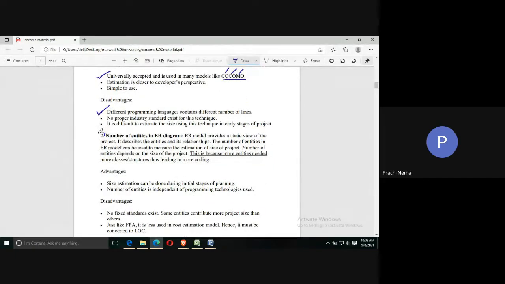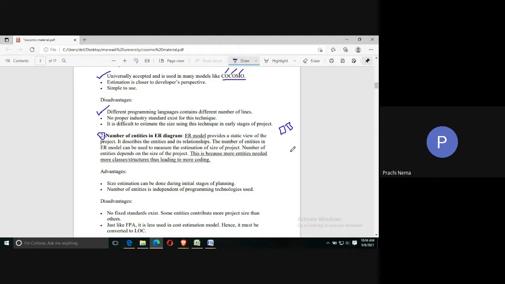Second is the number of entities in the ER diagram. You have drawn an ER diagram; already you know what an ER diagram is. There are entities, attributes, and relationships between them. If you count the number of entities in the ER diagram, those entities will tell you about the estimated size. The size of the project depends on the number of entities. If there are more entities, that means the project size is big. Otherwise it can be moderate or small.